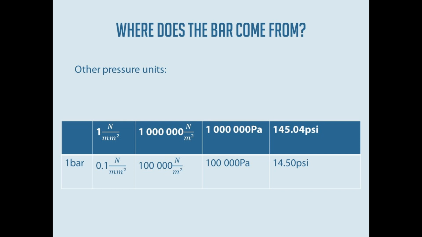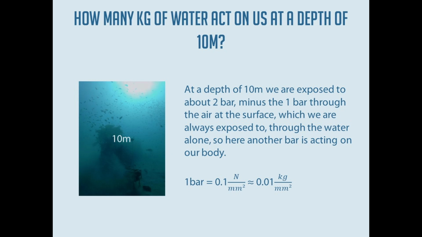So in principle, all the quantities are smaller by a power of 10. A power of 10 means divided by 10. 1 divided by 10 would be 0.1, which is how the 0.1 Newton per square millimeter is arrived at. And we can now calculate this for each value in the table.